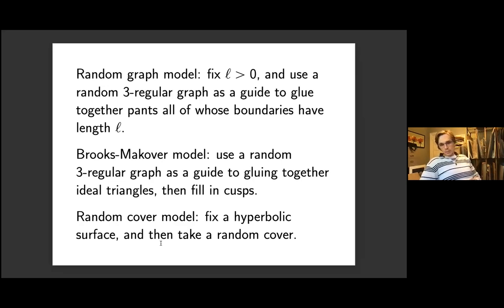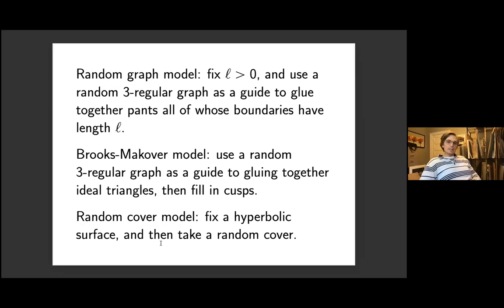In this model, you again produce a random 3-regular graph, but instead of gluing pants, you glue triangles. This might be a little hard to understand for non-experts, but I'll at least say briefly that actually what they do is they glue ideal triangles, and that produces a surface with cusps, and then they conformally compactify the cusps. But anyways, you don't have to understand any of that for this talk. This isn't a talk about the Brooks-Makover model. It suffices to know again, they're generating a random 3-regular graph, and then they're gluing, in this case, triangles together to get a surface.